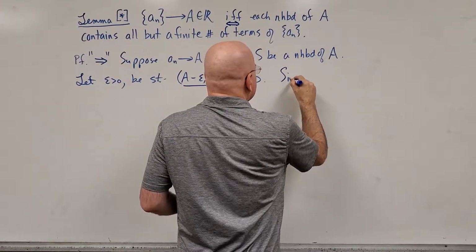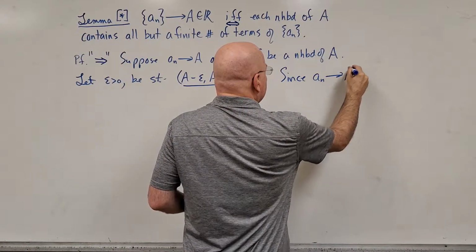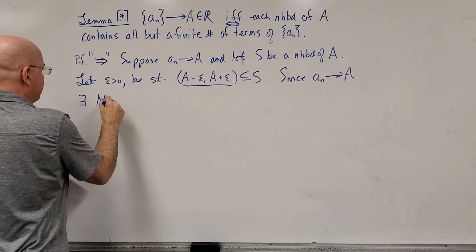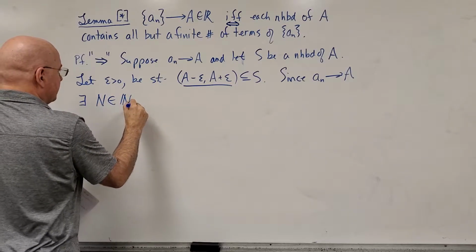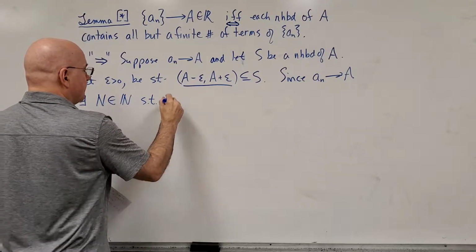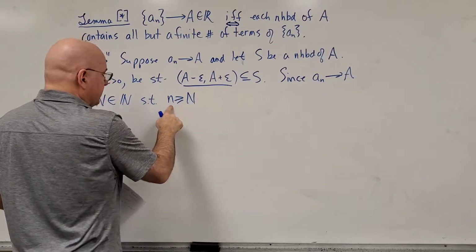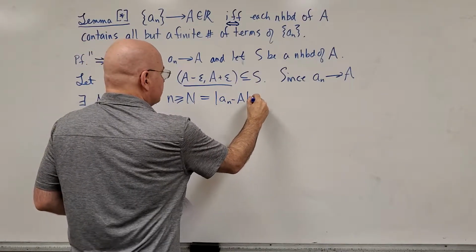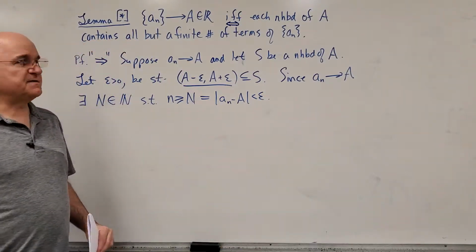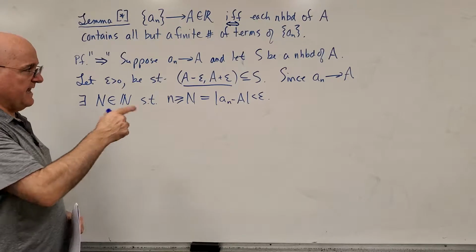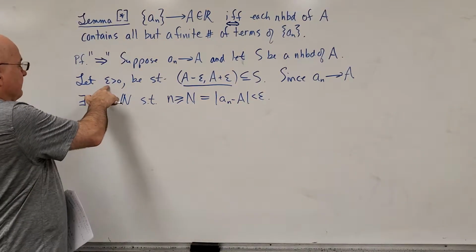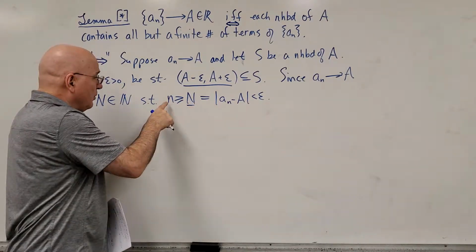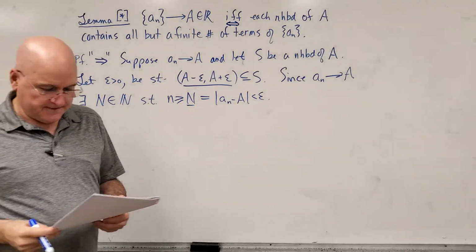Now, since a_n converges to a, there's a capital N in the natural numbers such that n greater than or equal to that capital N implies |a_n minus a| is less than epsilon. That is simply using the definition of what it means for a_n to converge to a. For whatever epsilon we're given, there exists a capital N that makes this true whenever n is bigger than or equal to that capital N.